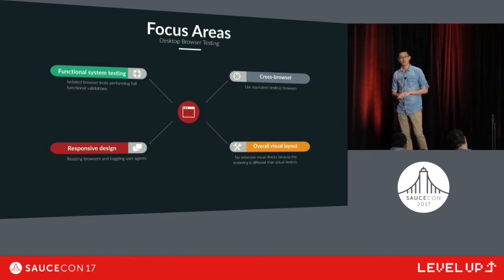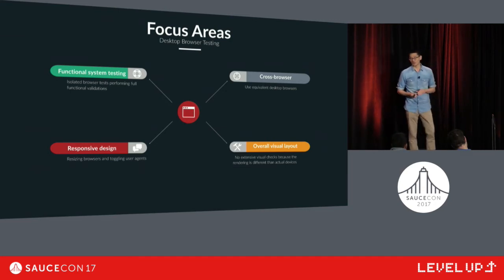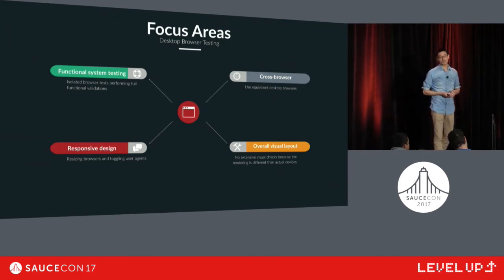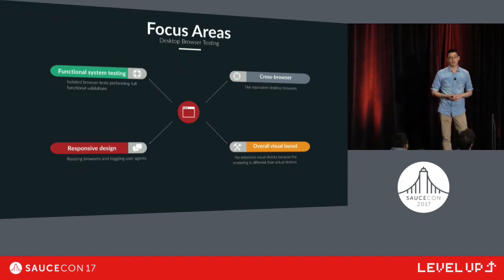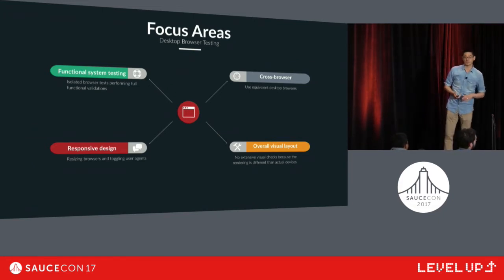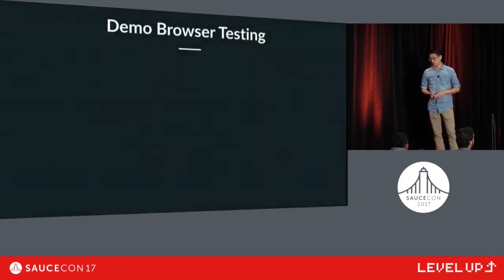Last but not least, the overall visual layout. I mean, overall, because the rendering is different, and you know it's really different than the device. So you can see, hey, does it look okay-ish? That is what you can verify, but be careful with that. So what can you do?